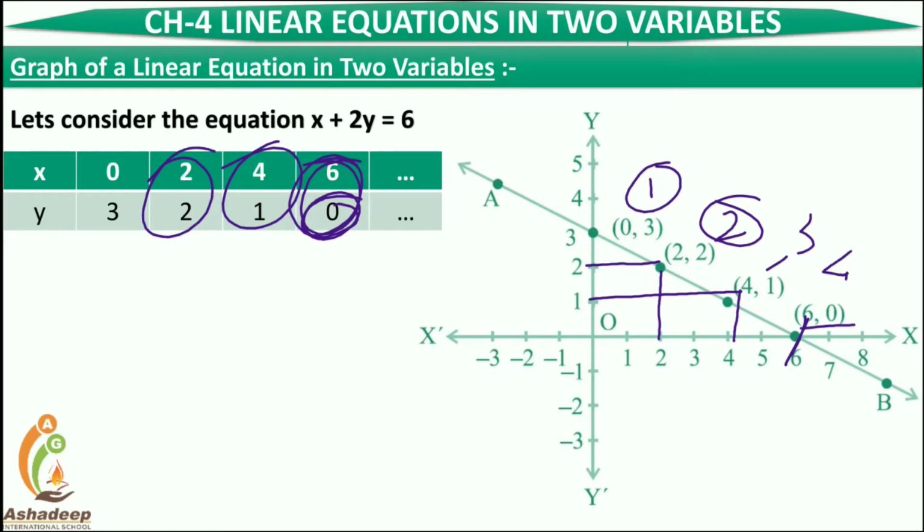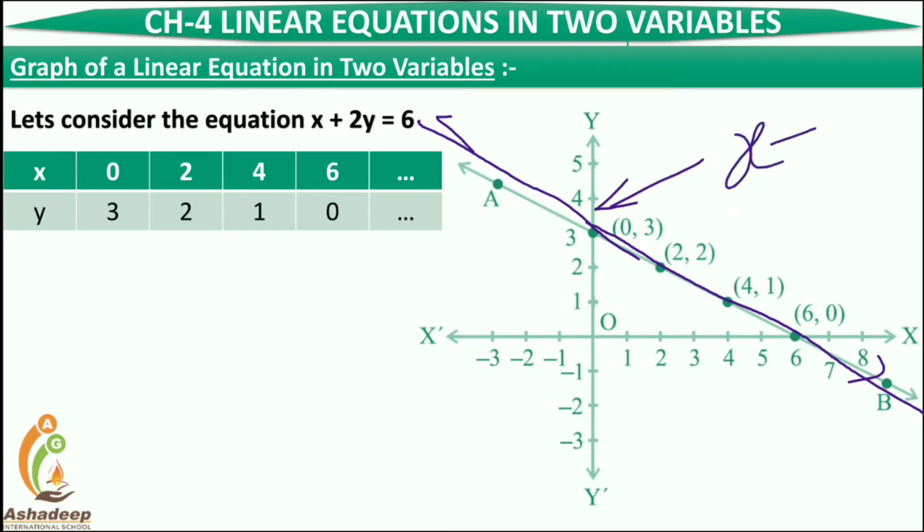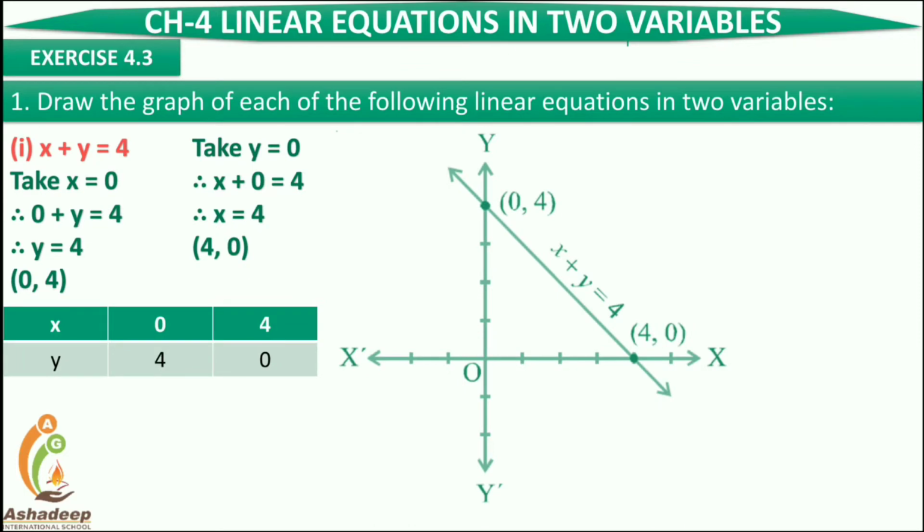So in this manner, simply join these 4 points and extend this line on both sides, and we will get this graph. And this graph is the graph of x plus 2y is equal to 6. Okay. So now let's start exercise 4.3.